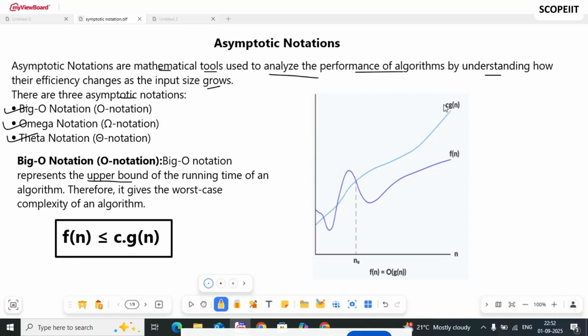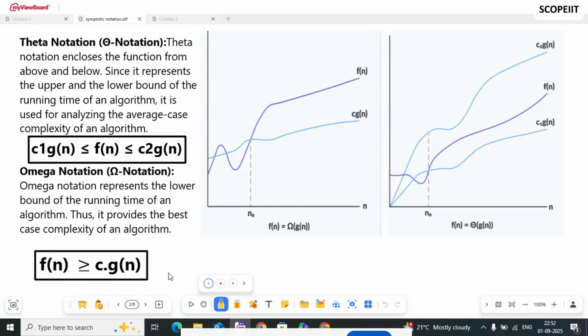Now, similarly, what will the graph for omega notation look like? f(n) is on the upper side and c·g(n) should be the lower one. Let us check. This is your graph for omega. f(n) is on the upper side, c·g(n) is on the lower side. When you are drawing this graph, you should take care of this point, which is very important.